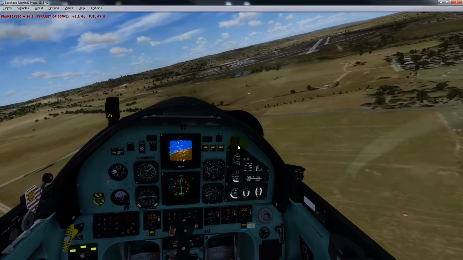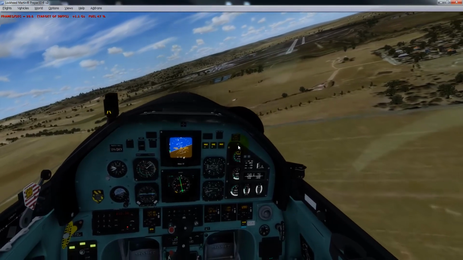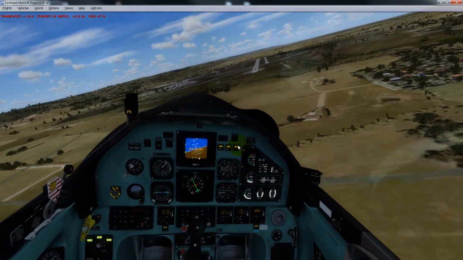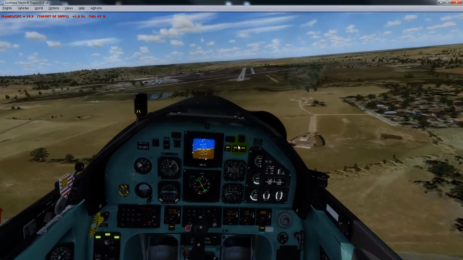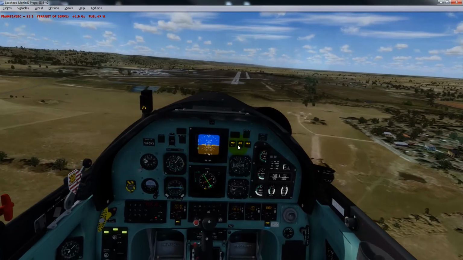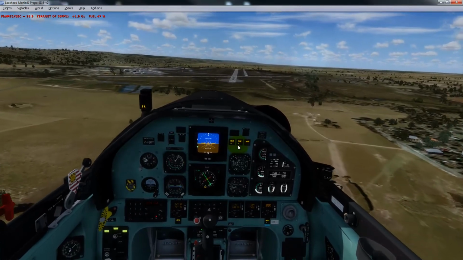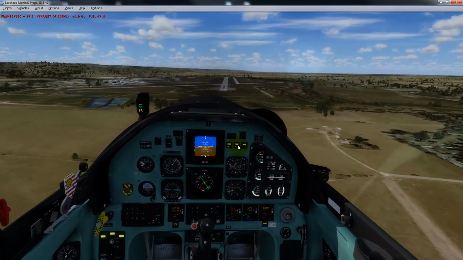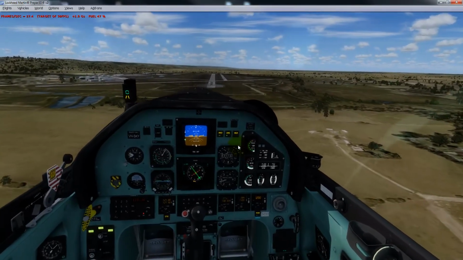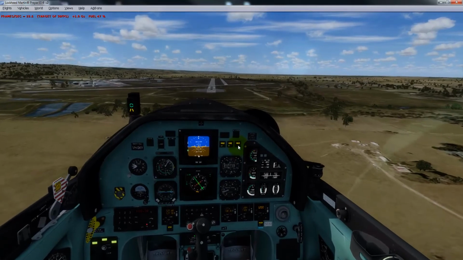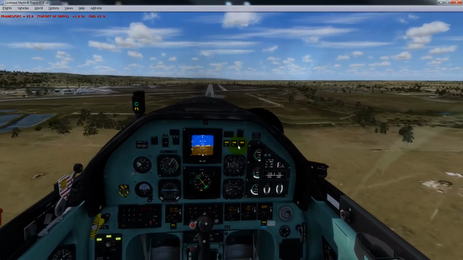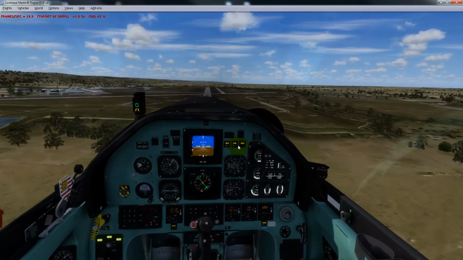I'm going to bring the flaps down to landing. We don't want to go any slower than that. We're at our threshold speed. So we want to continue to bring it down, watching the picture in front of us, watching our speed.